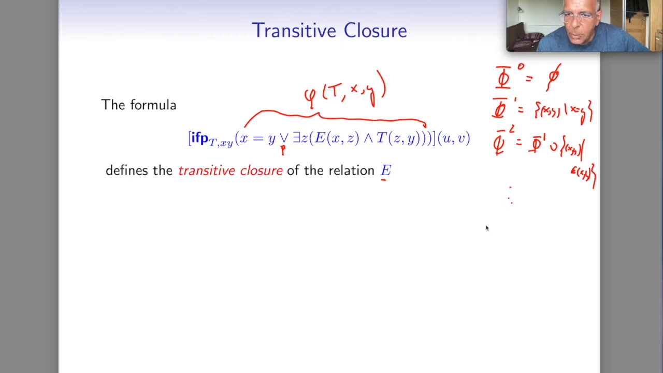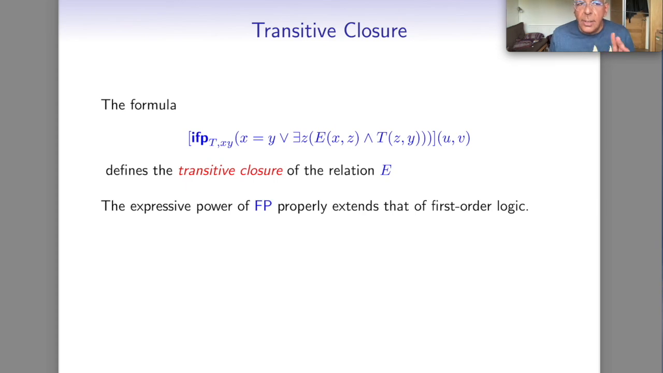And similarly, you will see that stage m plus 1 will give you all pairs x, y such that there's a path of length at most m from x to y. So in short, this will reach a fixed point precisely when this relation is the reflexive transitive closure. Now this I apply to two new free variables u and v to give a whole formula with two free variables u and v, and this formula defines the binary relation which is exactly the reflexive and transitive closure of E.